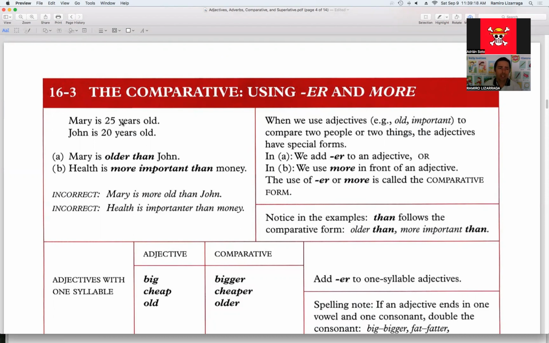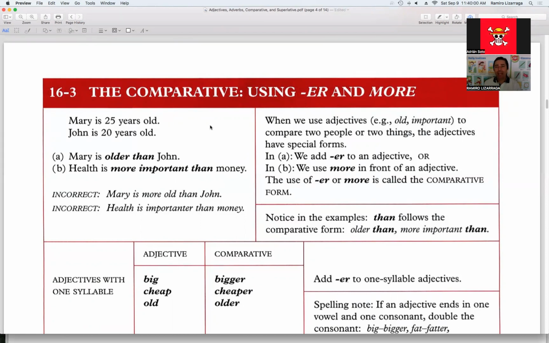But right here in this example, take a look at this. We have two examples of how to use an adjective. Mary is 25 years old. Okay, we are using the adjective old. John is 20 years old. And take a look: when we use the verb be, the adjective goes at the end. Look at this. Old is the adjective. Mary is old. John is old.